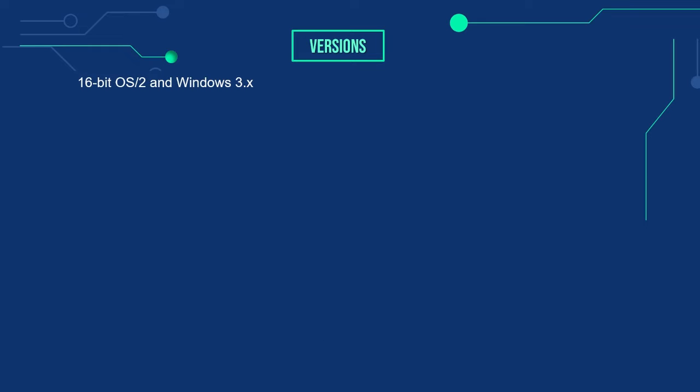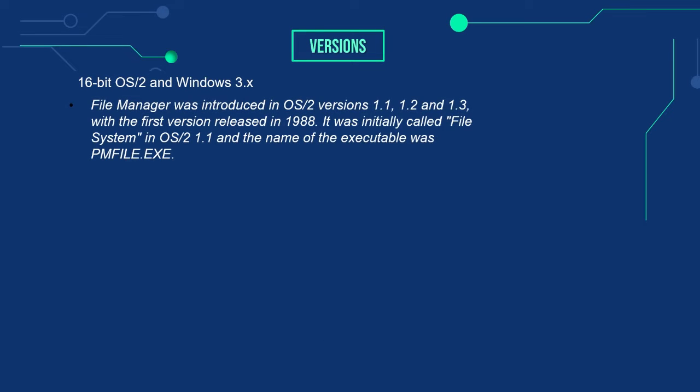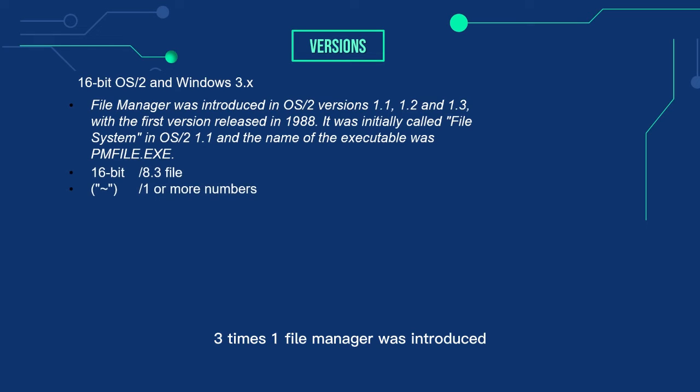Versions. File Manager, 16-bit OS/2 and Windows 3.x. File Manager was introduced in OS/2 versions 1.1, 1.2, and 1.3, with the first version released in 1988. It was initially called File System, and the name of the executable was PMFILE.EXE.